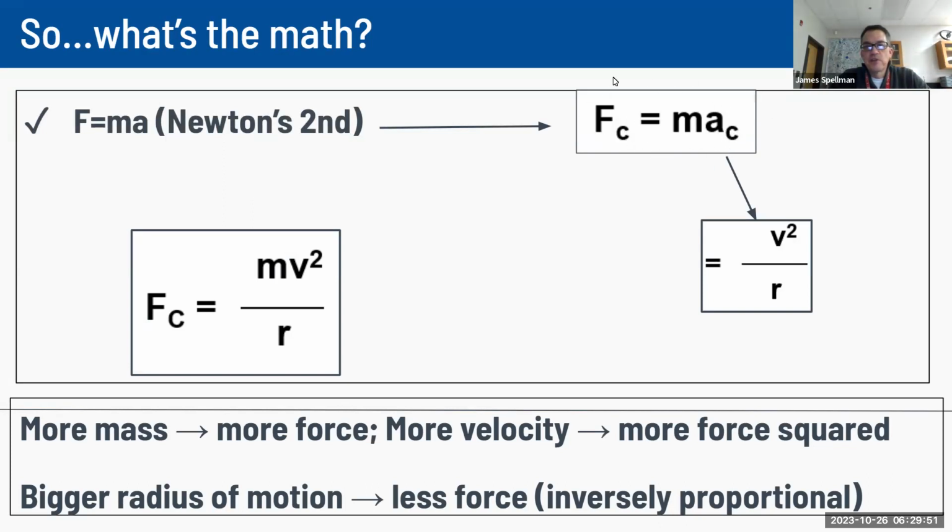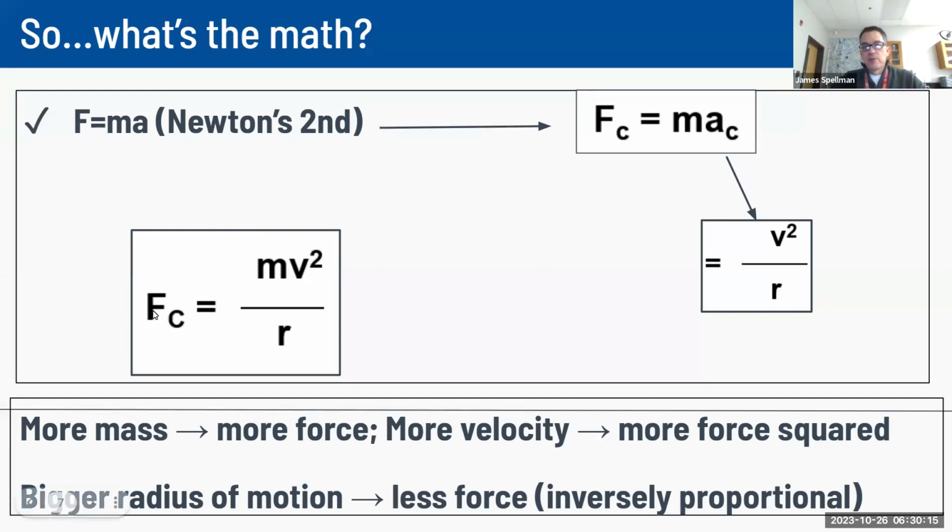So this is still Newton's second law. And the acceleration in this case is the velocity squared divided by the radius. So again, how fast it's going divided by how big of a circle we have. And if we replace the a with this v squared over r, then the formula ends up looking like the big box right here.